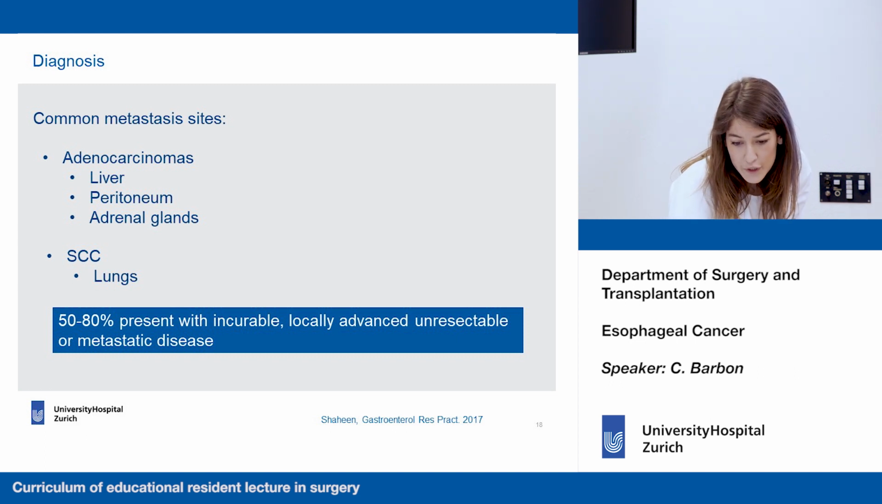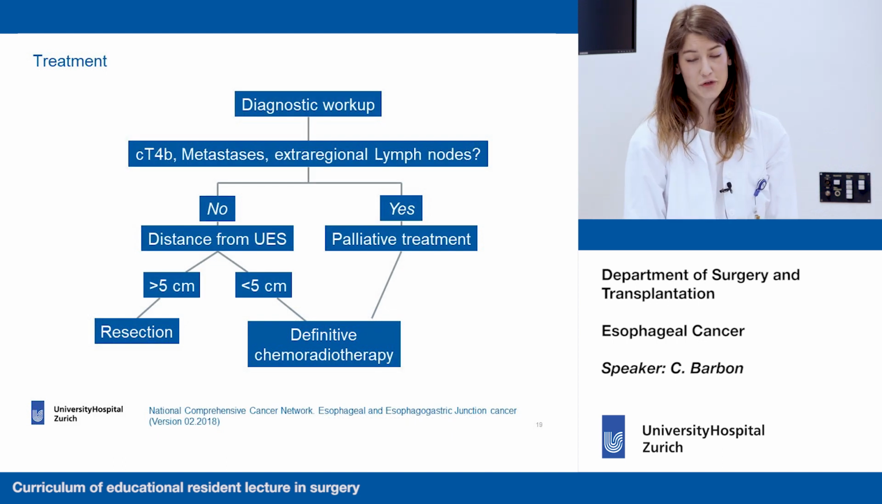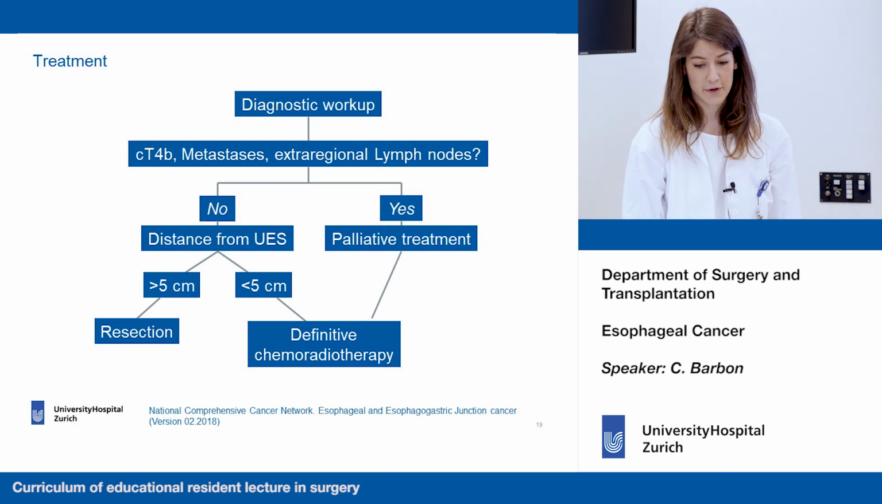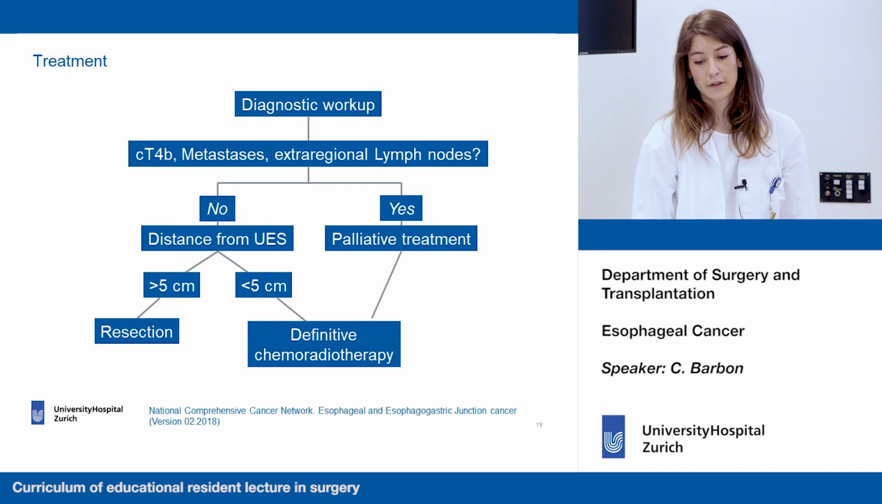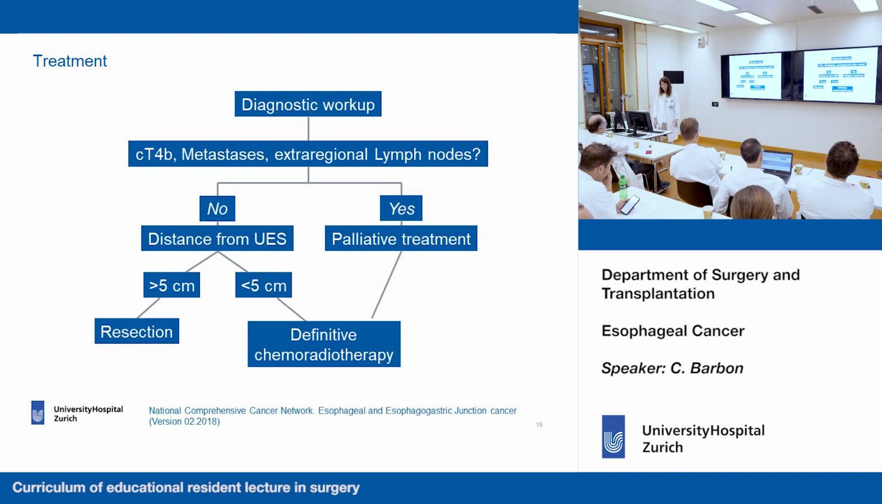But what we unfortunately have to consider is that 50 to 80% of patients present with incurable, locally advanced, unresectable, or metastatic disease. So now we have a diagnosis, but how do we treat this cancer? The first thing is to see if the cancer is a T4b, or if it has metastasis or extra-regional lymph nodes. If the answer is yes, then unfortunately we just need palliative treatment. There is also definitive chemoradiotherapy. Whereas if the answer is no, we have to see the distance of the cancer from the upper esophageal sphincter. If the distance is less than 5 centimeters, then we should undergo definitive chemoradiotherapy. Whereas if it is more distant, then we can perform surgery.